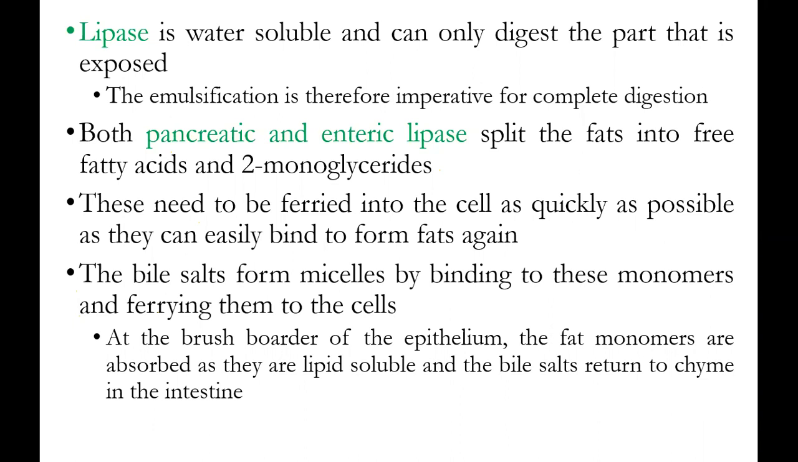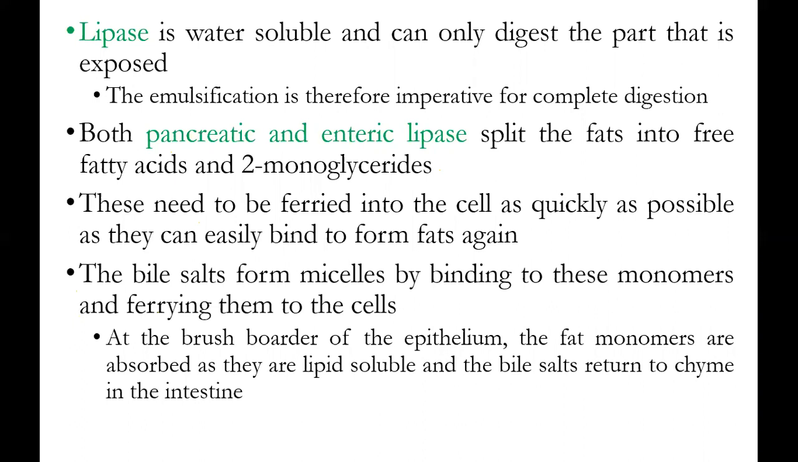Both pancreatic and enteric lipase will split the fat into free fatty acids and 2-monoglycerides. These need to be ferried into the cell as quickly as possible, as they can easily bind to form fat again. Once you have digestion of fat, fat has a tendency to reaggregate, and then it will be converted into a fat globule again. To prevent that, they need to be transported in the form of micelles to the mucosa that is responsible for absorption of fat. So the bile salts form micelles by binding to these monomers and ferrying them to the cells.